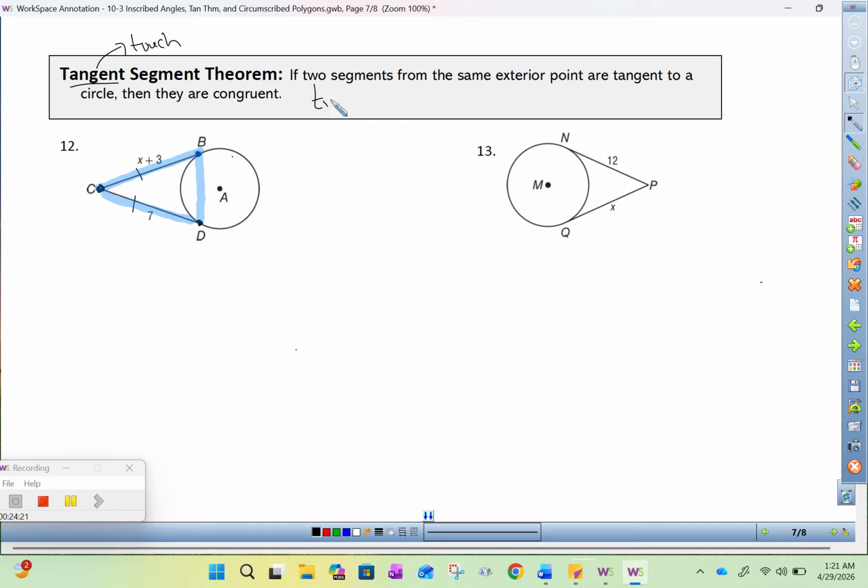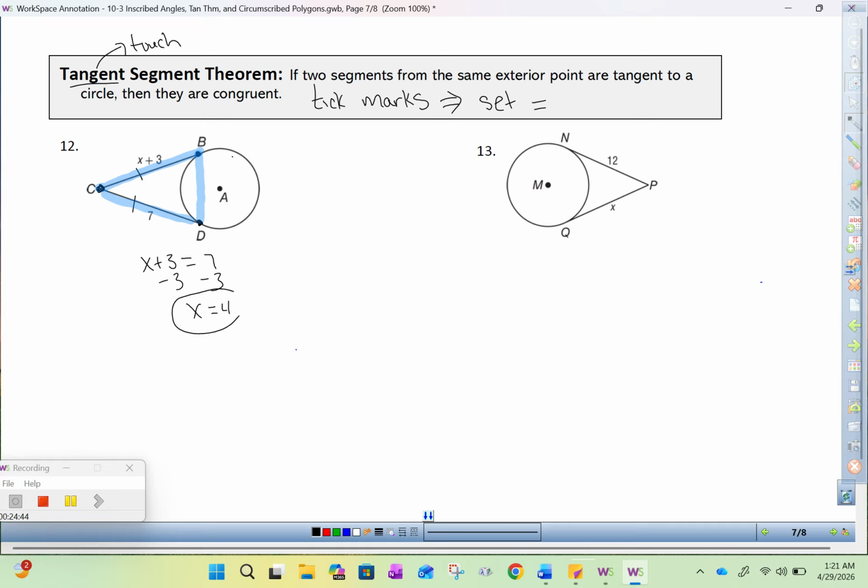And those tick marks are going to tell you that we have to set some things equal to each other. So when we see those, it triggers our memory: we're going to set up an equation. So our first part is x plus 3. We're setting it equal to the other tick mark of 7. Subtracting 3, x equals 4.